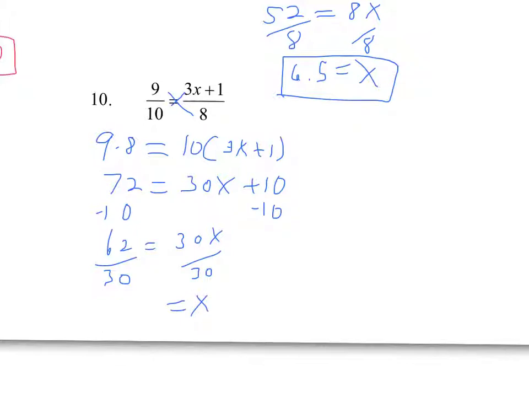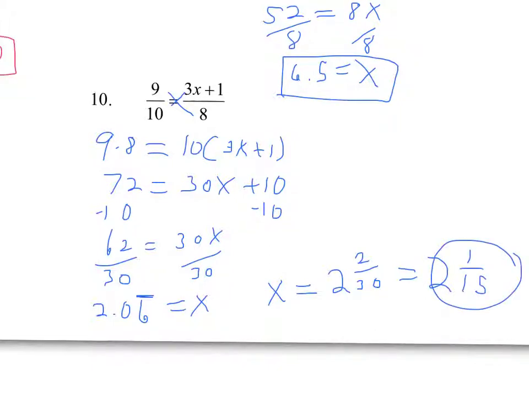62 divided by 30 comes out to 2.06 with the 6 repeating. Or, if you wrote that as a simplified fraction, how many 30s go into 62? 2 30s go into 62 with 2 left over. So that'd be like 2 and 2/30ths, which would simplify into 2 and 1/15. So that would be one way of writing it. This way is also okay because we do have the repeating sign there.